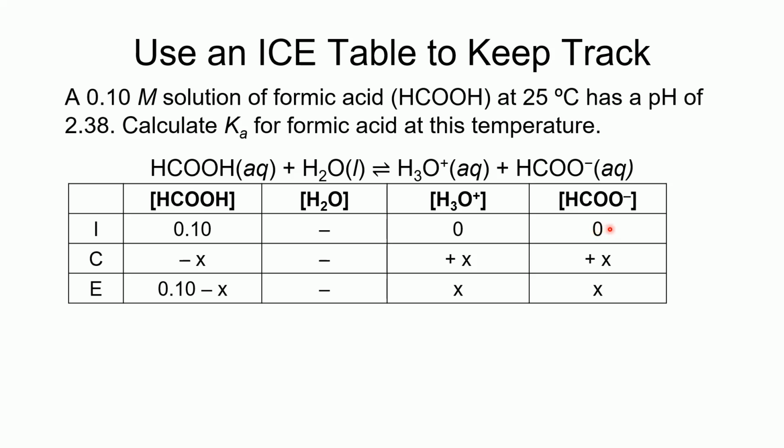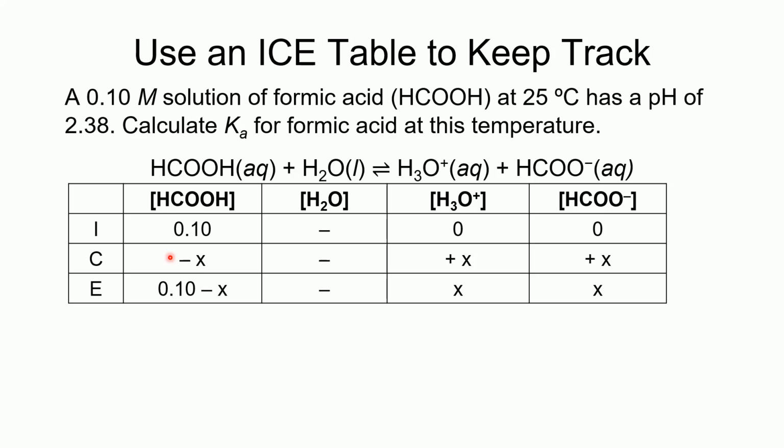We will find here in Chapter 16 all of our concentration tables, all of our ICE tables, are going to have 0 in the initial row over on the right side of the equation. When we get to Chapter 17, the whole point of that chapter is going to be looking at what happens when one of these is not 0. And that'll be an interesting thing to do.